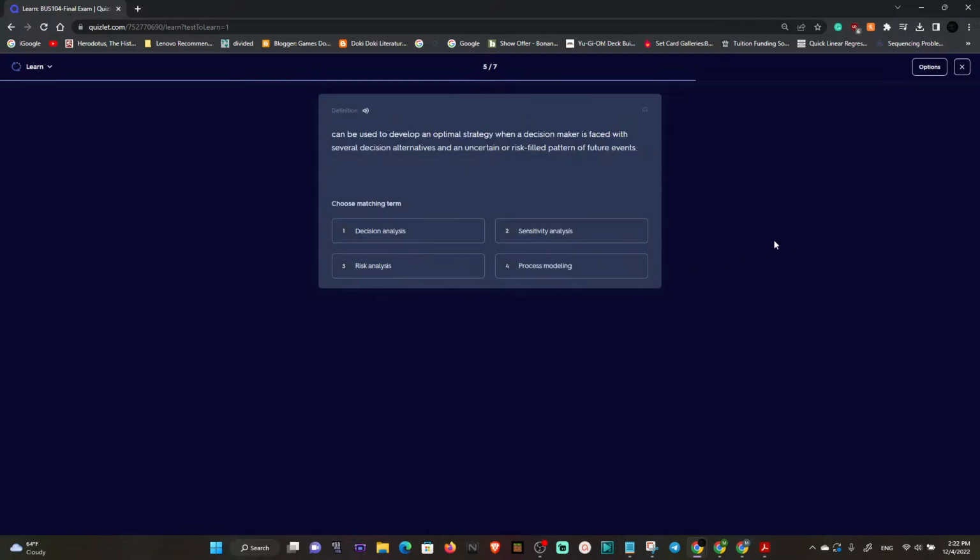Can be used to develop an optimal strategy when the decision maker is faced with several decision alternatives and an uncertain or risk filled pattern of future events. Basically, uncertain or risk filled. I'm gonna say it's optimal decision analysis.